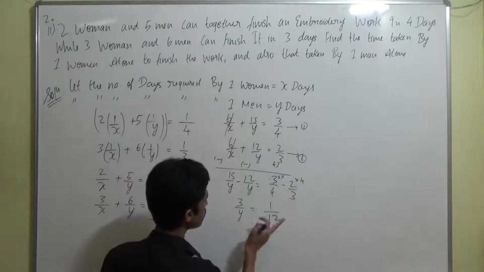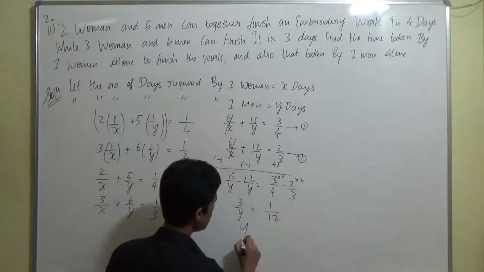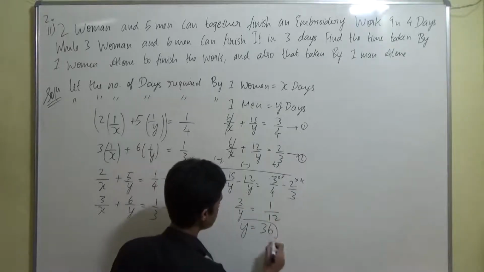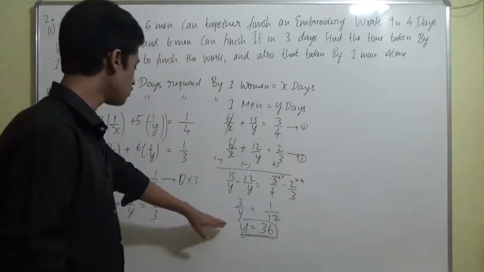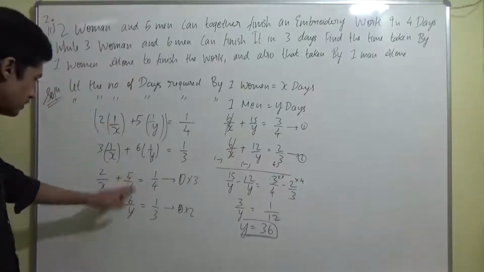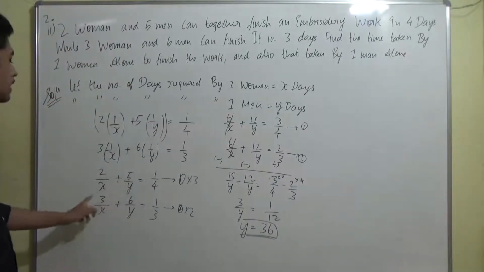Now what we'll do? Now we'll do the cross multiplication to get the value of y. y into 1 equal to 12 into 3, which means y equal to 36. As simple as that, guys. Now if I put the value of y back into any of these two equations, equation 1 and 2, I'll get the value of x.